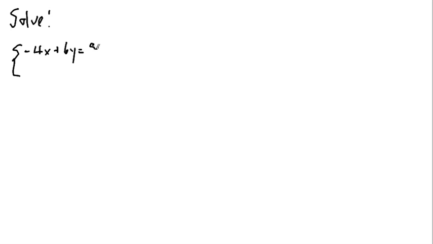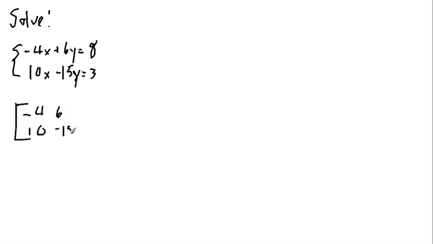Okay, negative 4x plus 6y is equal to 8, and 10x minus 15y, it's not a y, 15y is equal to 3. So first we set up the augmented matrix, which is negative 4, 6, 10, negative 15. That is the coefficient part of the matrix.